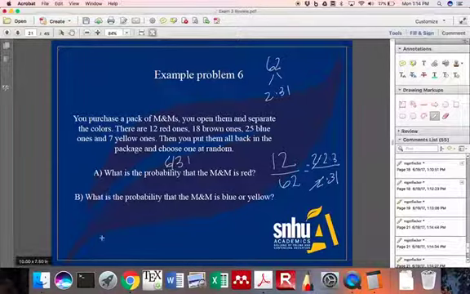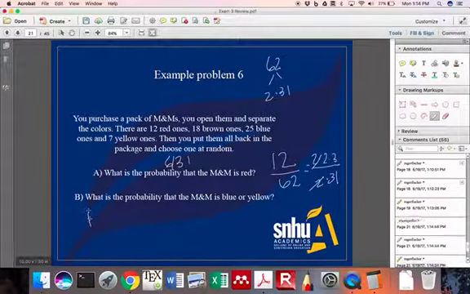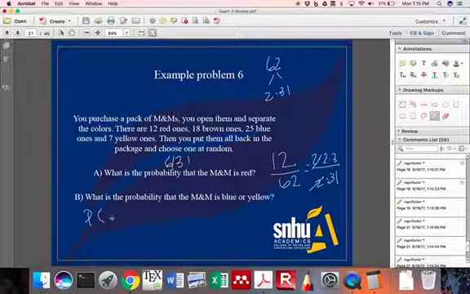Now the probability that the M&M is blue or yellow, so think about this. How are you going to figure this out? I'm going to use the general addition rule because if these events are mutually exclusive, it won't matter. I would say they are. I don't see how an M&M can be blue and yellow. It doesn't look like this is a weird pack of M&Ms.